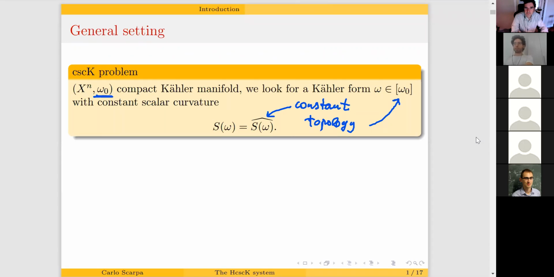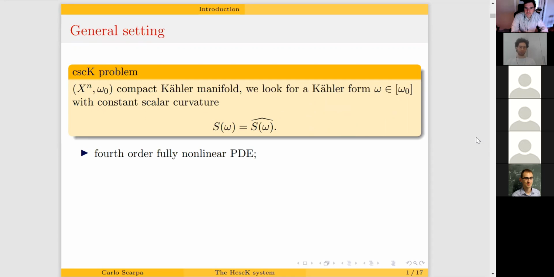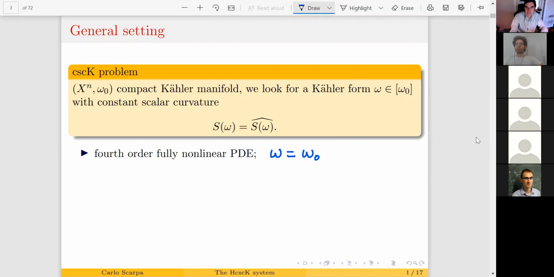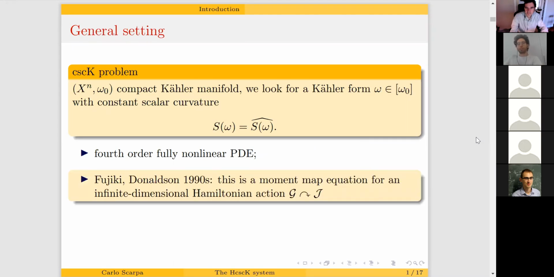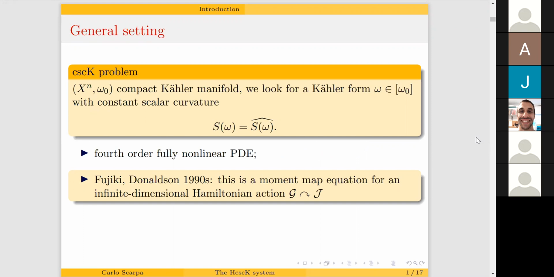And the problem, as stated, is quite difficult because it's a fourth order fully nonlinear partial differential equation if we parameterize the Kähler class via the del-del bar lemma. So we write any Kähler form as omega 0 plus the complex hessian of some function F. Then this equation becomes a fourth order equation on F, and it's highly nonlinear, so quite difficult to study in general.